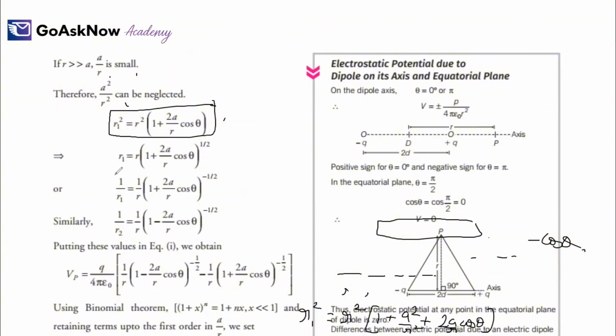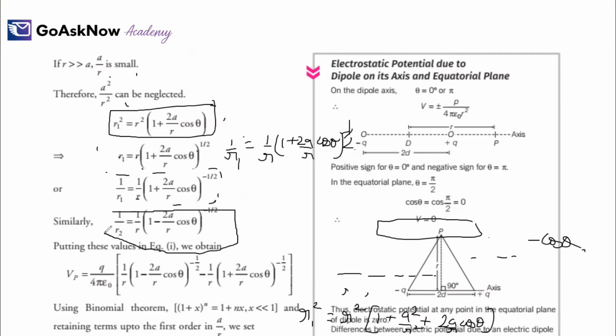So how is this equation coming? If you transfer r1 here and small r here, just cross multiply it. You will get 1 by r1 equal to 1 by small r, and transferring this to the left hand side, you get 1 plus 2A by R cos theta to the power minus half. Similarly, 1 by r2 is 1 by small r into 1 minus 2A by R cos theta to the power minus half. This also comes from the second equation. Only the minus sign is there due to cos of 180 minus theta.